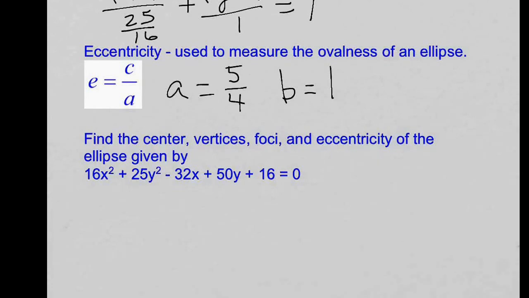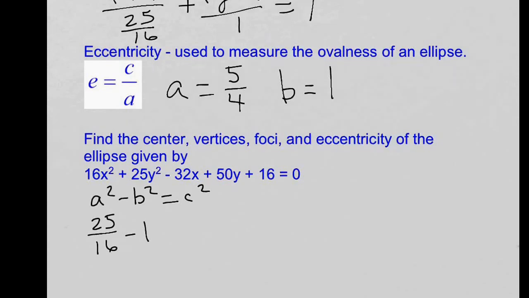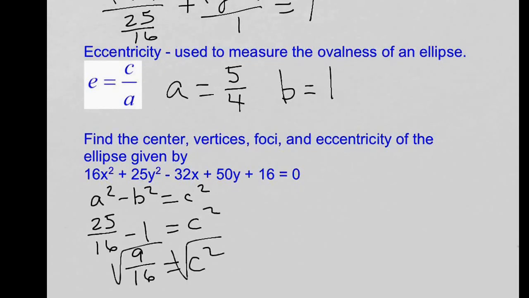The only thing I need to find is C. And I know I can find C by taking A squared minus B squared equals C squared. So A squared is 25 over 16 minus B squared, which is 1, is equal to C squared. 25 over 16 minus 1 is 9 over 16. When I take the square root of both sides, C is equal to 3/4.